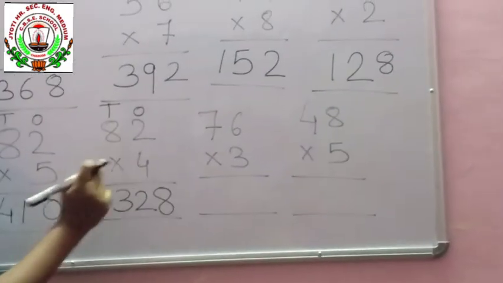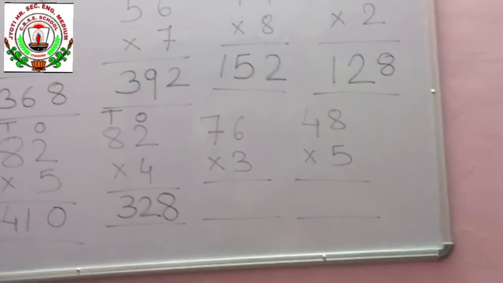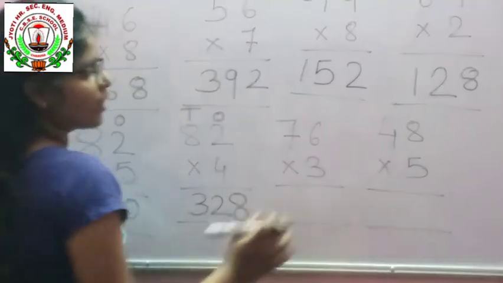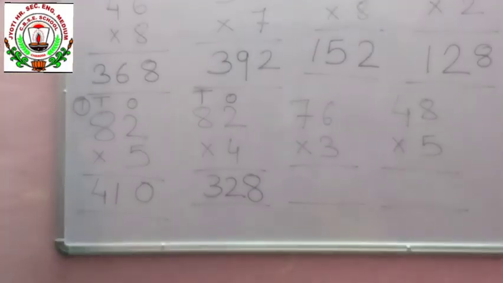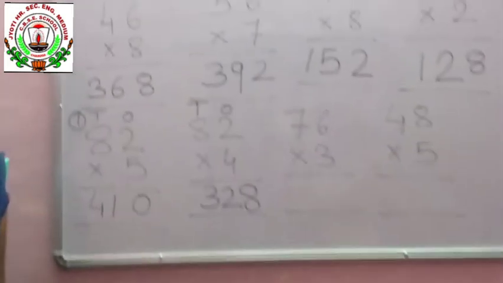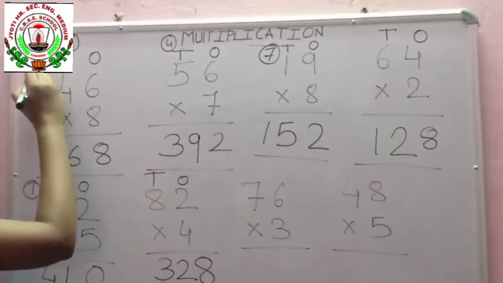82 into 4, answer is 328. Okay, and these two are your homework. You have to try at your home, and so many more questions are given in your book on page number 100.